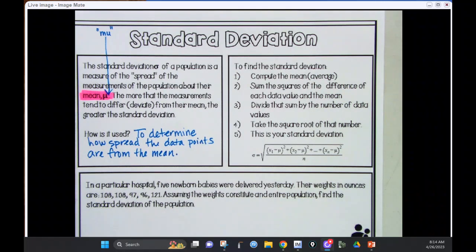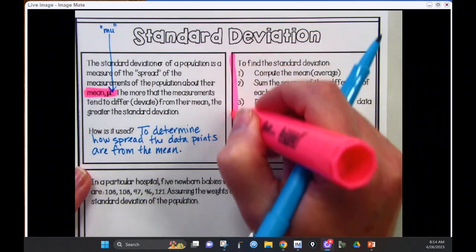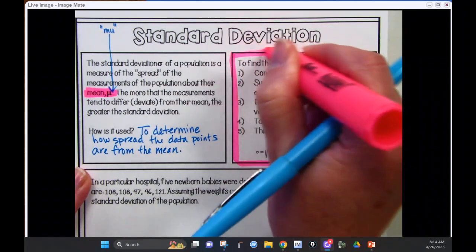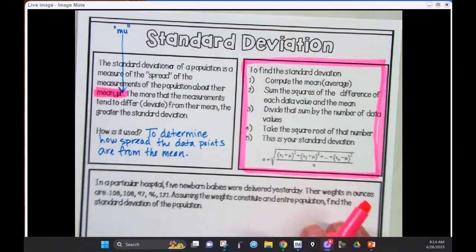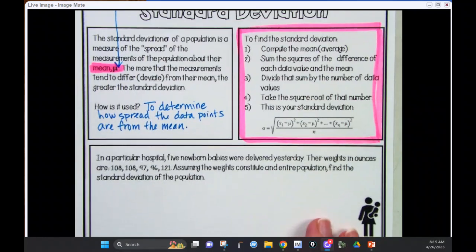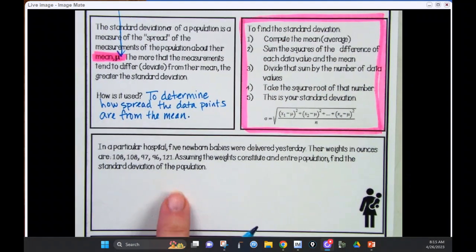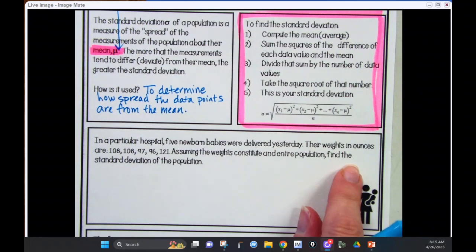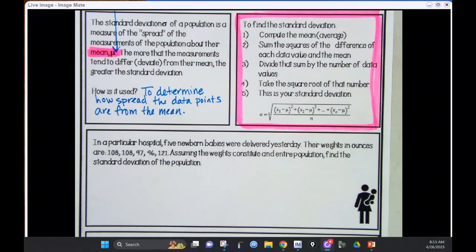I've got my steps to calculate the standard deviation over here in this right square. And what's the first thing it says to do? Compute the mean. So I'm going to work through these steps as we do this first problem right here. In a particular hospital, 5 newborn babies were delivered yesterday. Their weights in ounces are, here they are. And it says find the standard deviation.